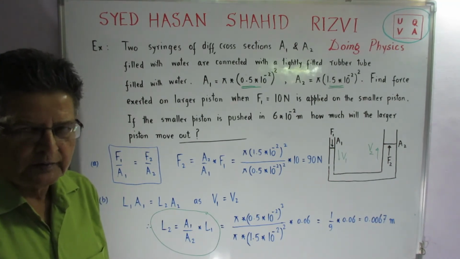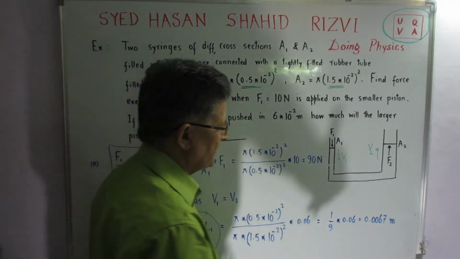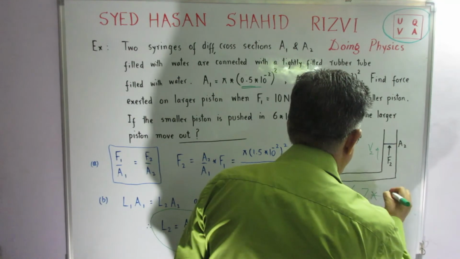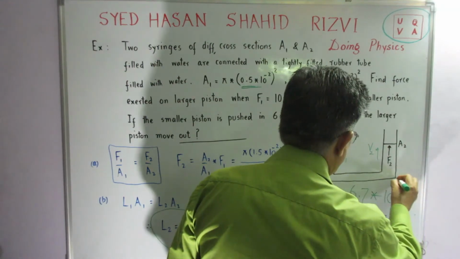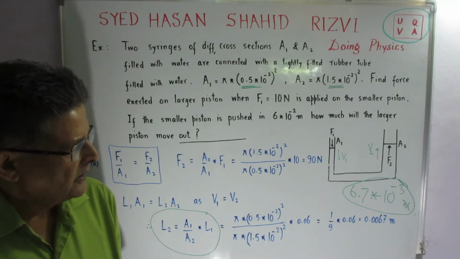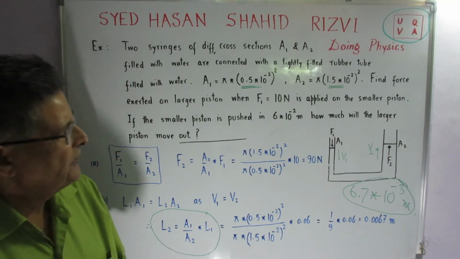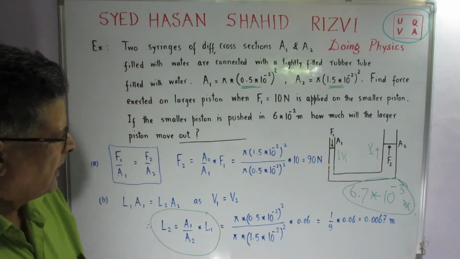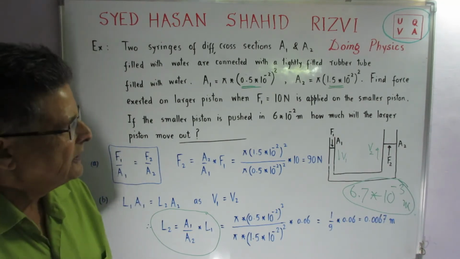which is 0.67 centimeters. Okay, but how should I write it? I should write it as 6.7 into 10 to the power of minus 3 meters, or 6.7 millimeters. Okay, so this is how this very simple question has been solved, and it gives us a glimpse into how hydraulic lifts work, how they function.